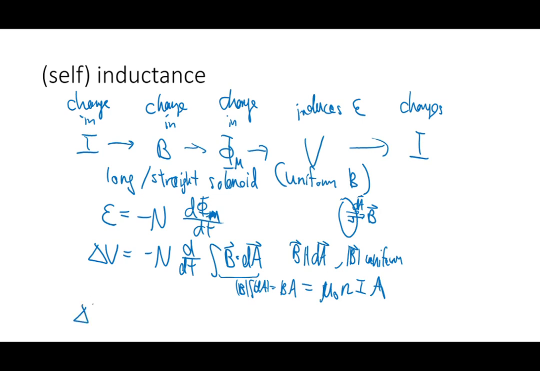So what we're left with is that, and all these come outside, right? So you've got mu naught, n squared, and A times di/dt, right? Which could change. Your current could change.